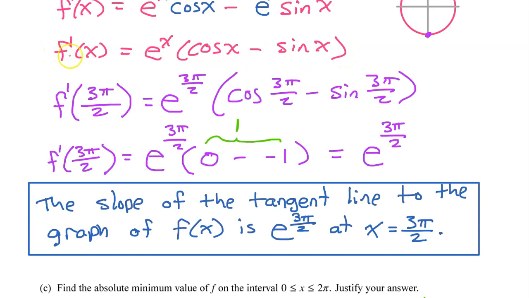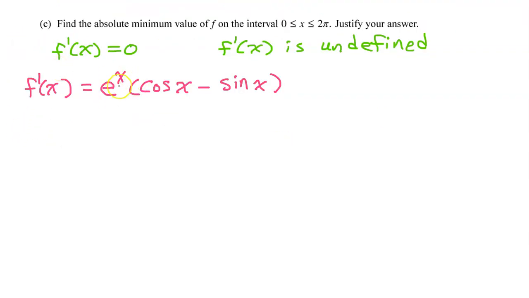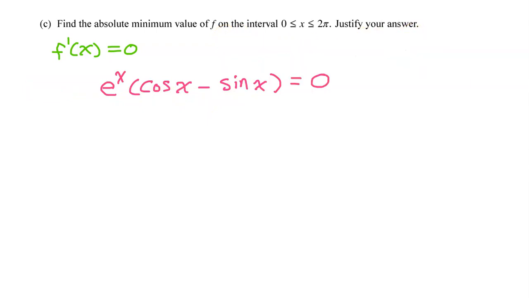Here is the derivative that we found back in step B. I'm going to copy this down now. E to the x, as well as cosine x and sine x, are all defined everywhere. So we don't need to worry about where f prime is undefined.